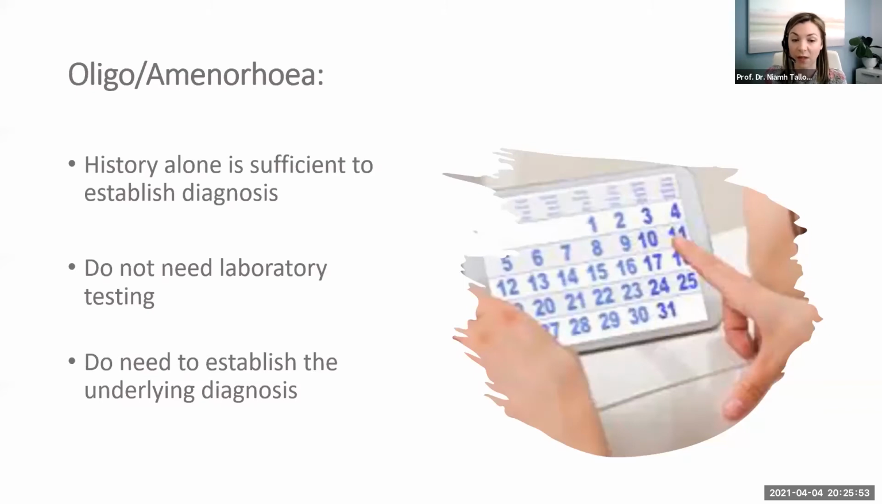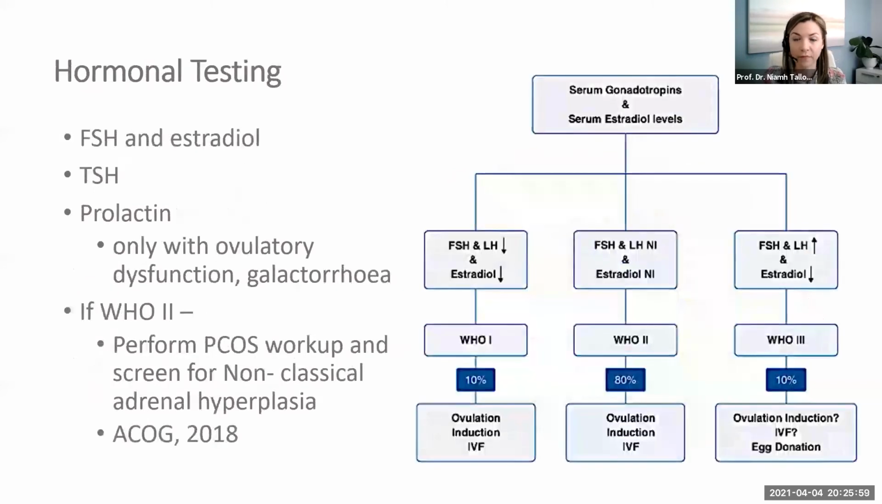But you do need to establish an underlying diagnosis. So you do need to go to the extent of trying to work out why. And so part of that will include hormonal testing. And you'll see here I've put in the patterns we see for FSH and estradiol given the different WHO classifications, and can also help guide you as to what the appropriate treatment for those patients should be. So routinely, FSH and estradiol and a TSH is performed. Prolactin is no longer considered upfront definitively needed for testing, only if the patient presents with ovulatory dysfunction or galactorrhea. So in this patient group, you would add a prolactin in.